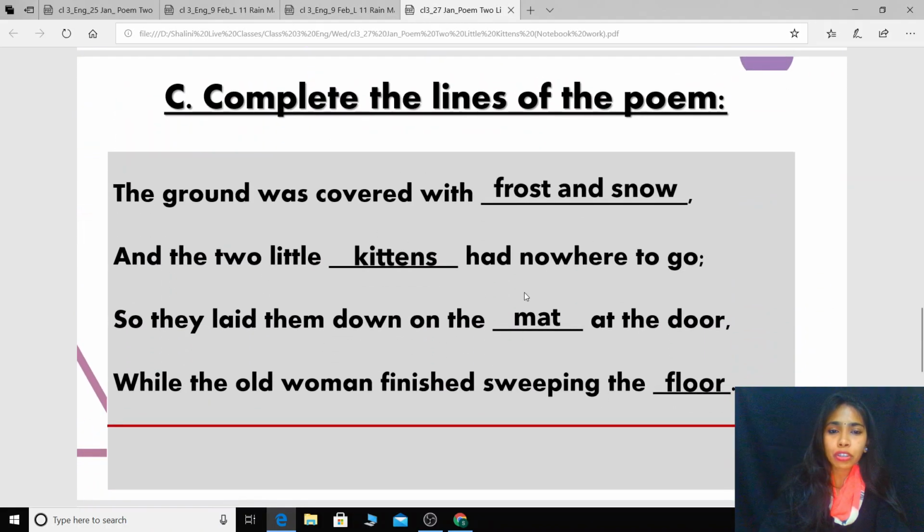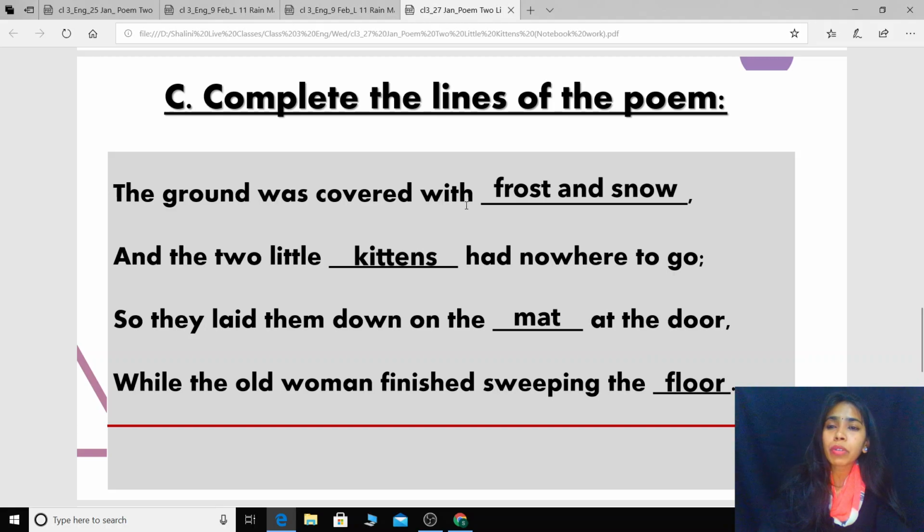Now complete the lines of the poem. As I told you, children, you will get a stanza and there will be some words missing in that stanza. So you have to complete the stanza. And how are you going to do it? Like this is one of the examples.